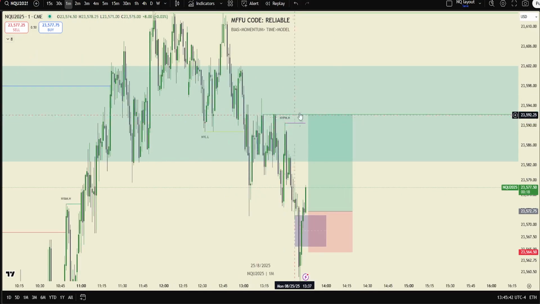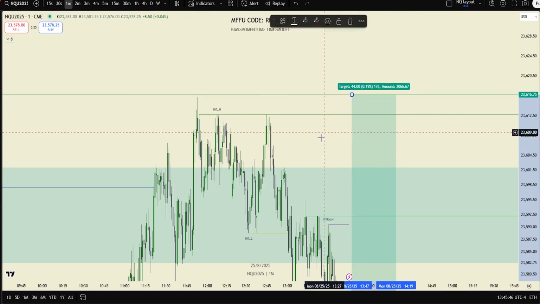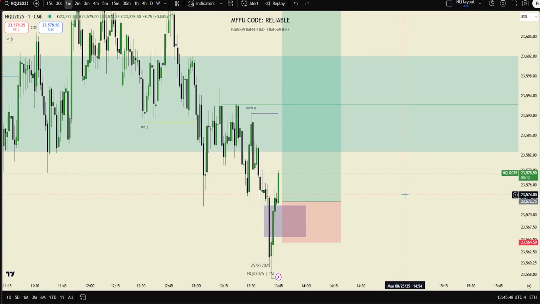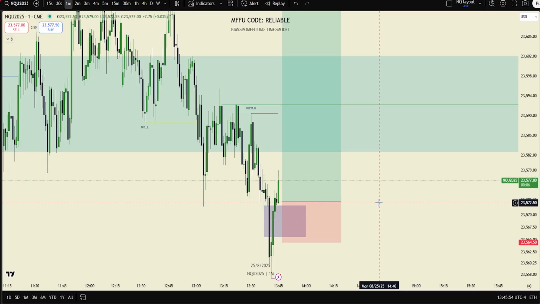Yeah, you could target here, by the way, and then you could even target lunch highs or up here with this long. For this long, I'd go break even at this high, at PM high, and then we'll just go from there.